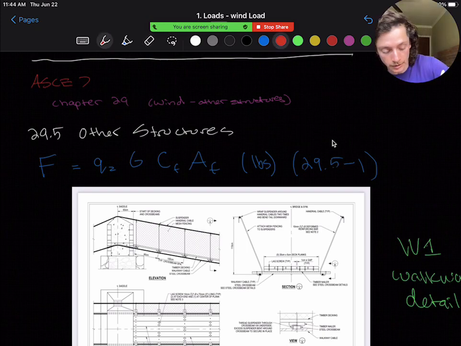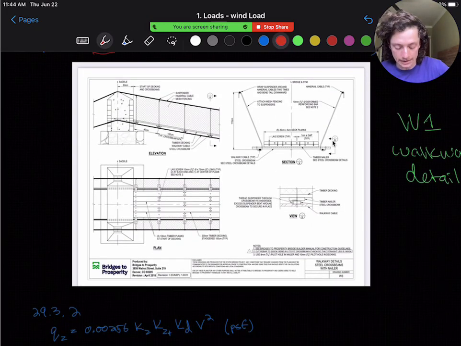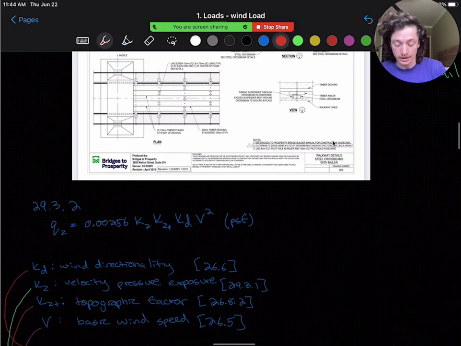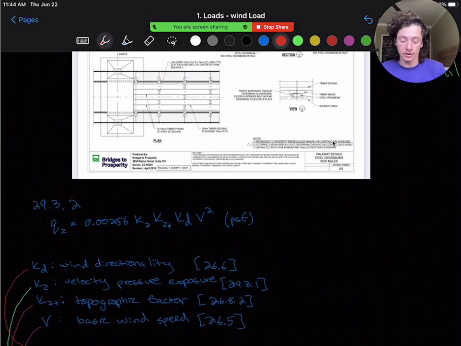So first, we're going to find QZ, the velocity pressure, at height Z. And this is our equation for QZ given in 29.3.2 with more variables that you need to look up in the code: the wind directionality factor, KD, the velocity pressure exposure factor, KZ, the topographic factor, which is actually a reduction based on topography, and our basic wind speed.